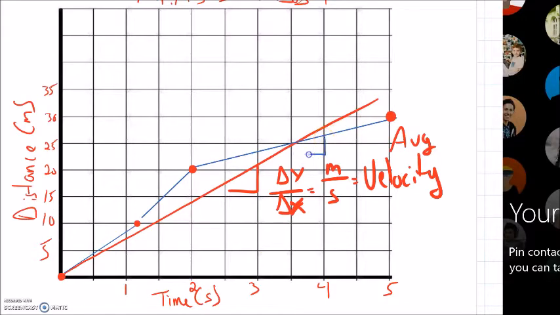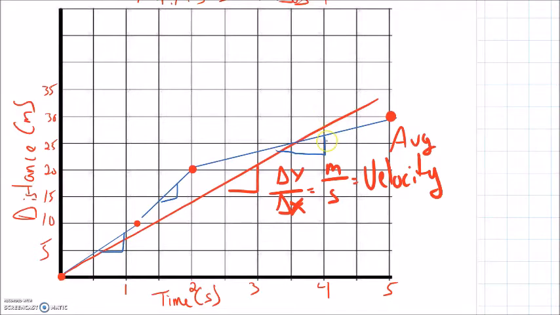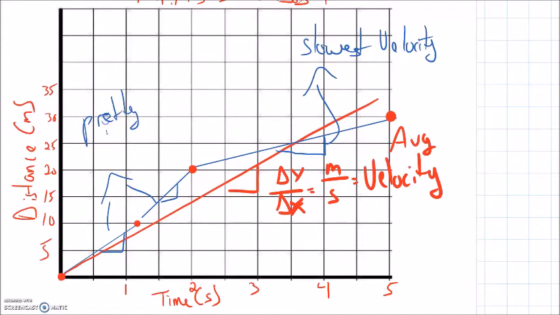With our flattest line being here, and then two fairly similar lines for the first two segments. So we know that our velocity here in this third segment would be the slowest velocity because it has a flat slope. And then these two velocities would be pretty similar compared to that slowest velocity, and we know that's basically true from the calculations we made before.